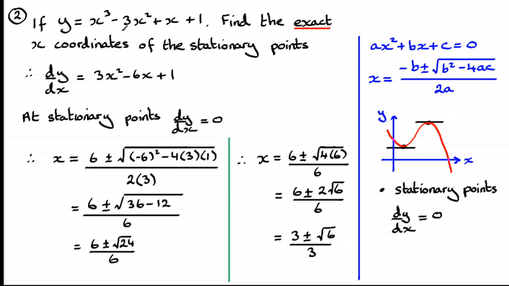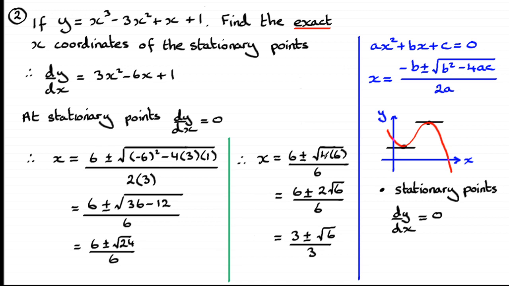So what I've done is just differentiate this in the usual way with respect to x. And at the stationary points, set dy dx equal to 0, which leads to a quadratic equation. And because I mentioned the exact here, that was a clue that it wasn't necessarily going to factorize, so I would have immediately gone to the quadratic formula. So I've used the quadratic formula, and you can see that I've substituted my values for a, b and c in, and it comes out at 6 plus or minus root 24 over 6, which I've used surds here.